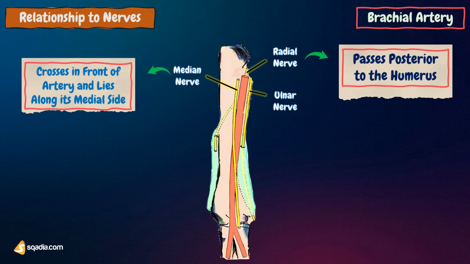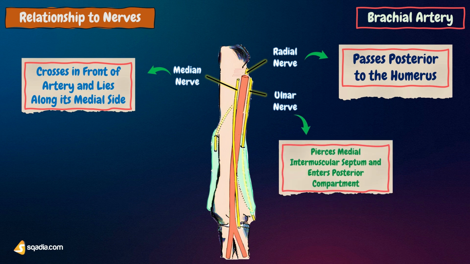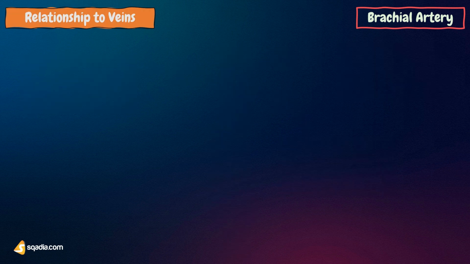The median nerve descends along the lateral side of the upper half of the artery. It then crosses in front of the artery and comes to lie along its medial side. The ulnar nerve lies medial to the upper half of the artery. Lower down it parts company from the artery as it pierces the medial intermuscular septum to enter the posterior compartment of the arm. That is the relation of the brachial artery with the nerves of the arm region.